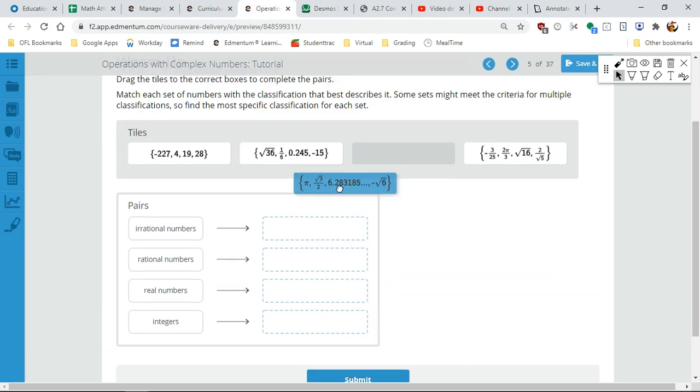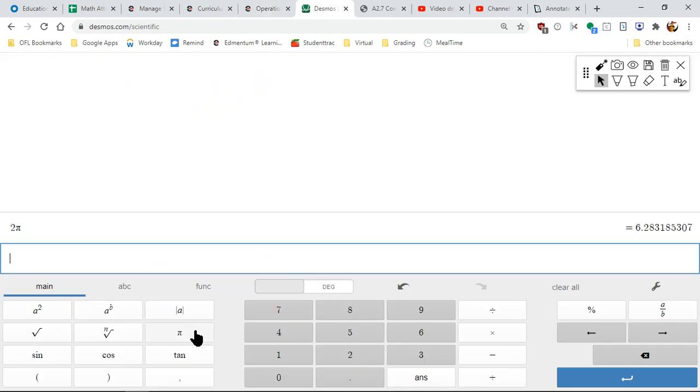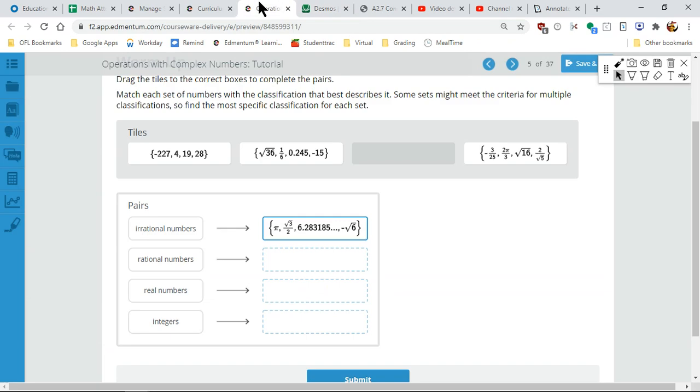So this is irrational numbers. There's no way I can make a fraction that will make this number. It's irrational. Same thing with square root of 6. I believe that goes on forever. Square root of 6. Yeah, see, there's no repetition. It just goes on. It's irrational. Rational numbers are anything that can be done with a fraction, which is basically everything.